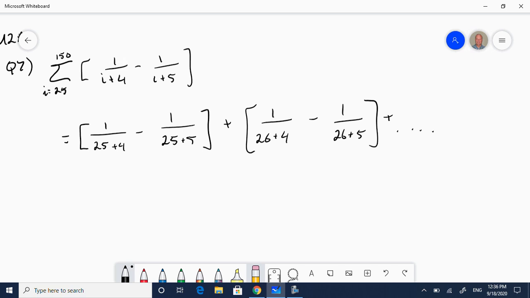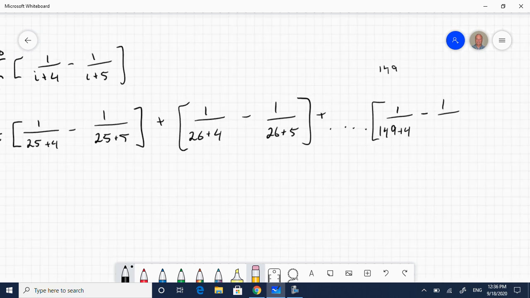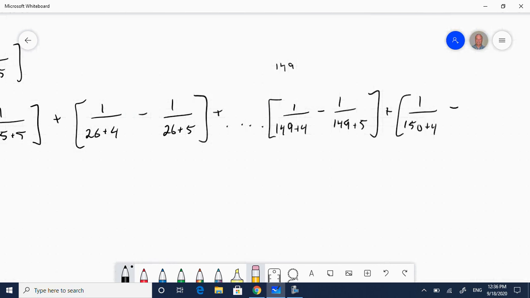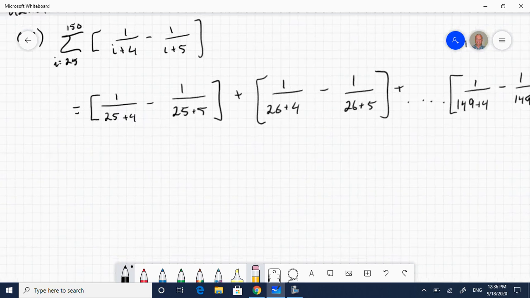Let's do the 149th term. That'll be 1 over 149 plus 4 minus 1 over 149 plus 5, and then my last term, 1 over 150 plus 4 minus 1 over 150 plus 5.